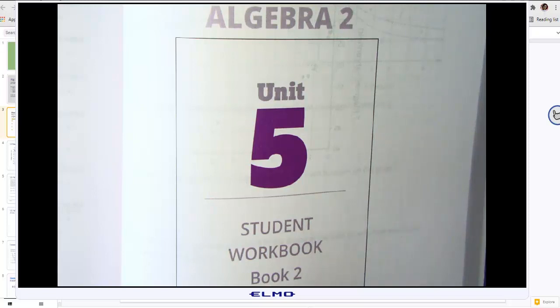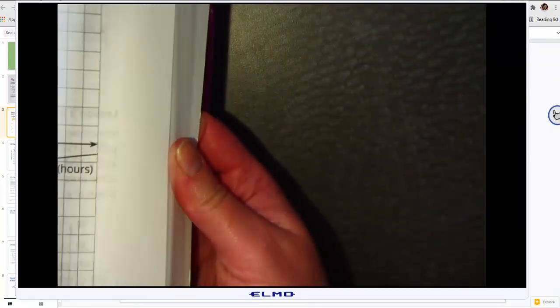Unit 5 is by far my favorite unit for a couple different reasons. I like it first because it's really short. It's only 8 lessons. I think our book has it in 11 lessons, maybe. Are there 11 lessons in this one?